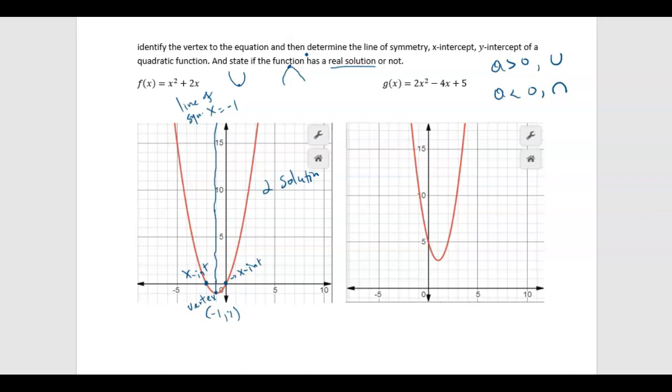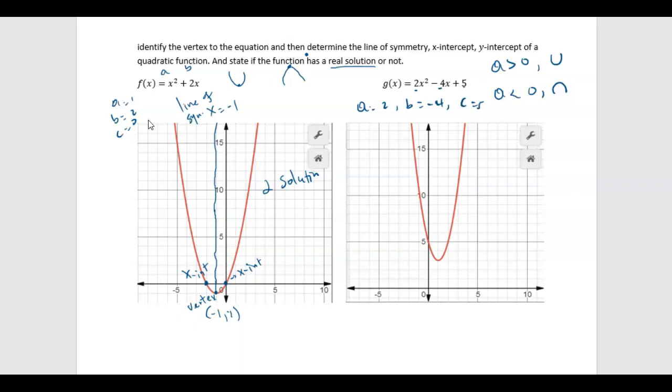So let's check that one over here. Second one, g of x equals x squared minus 4x plus 5. Now notice if I go back on this one, we have the a value is 1. So a is 1, that's a, that's b. So we got a equal 1, b equal 2, and c equal 0 because there is no number by itself. In this case, you got a equal 2, b equal negative 4, and c equal 5.